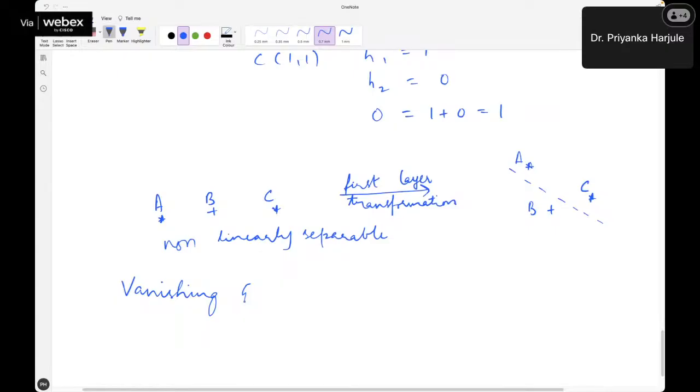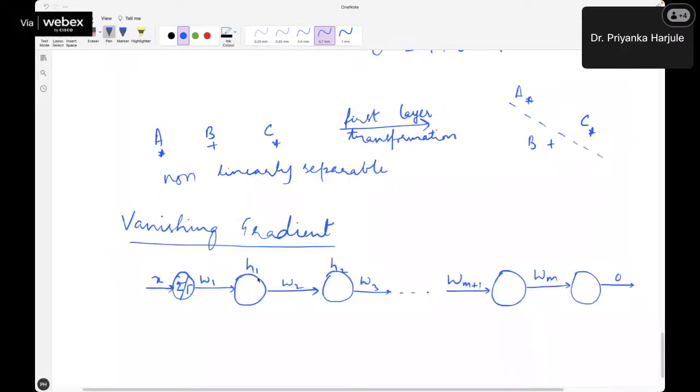We have m plus 1 layers, including the layers. We are only using bronze in every. So these are the notes.